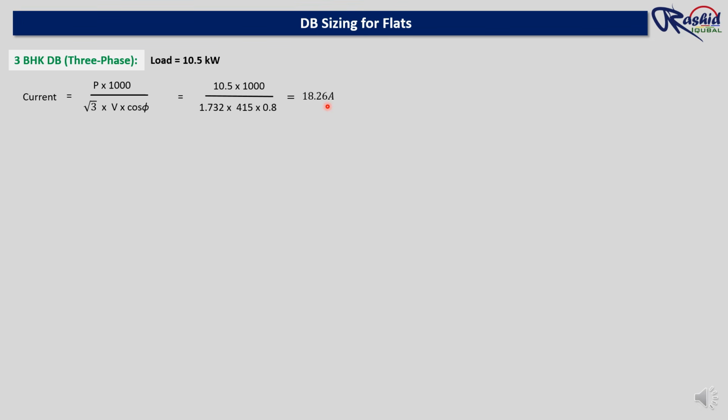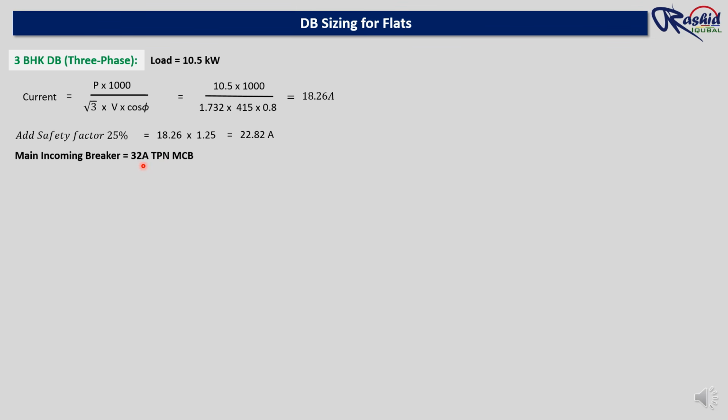Now we will add 25% safety factor. So after adding 25% of safety factor in the current, that is 18.26 ampere multiplied by 1.25 equals 22.82 ampere. A 22.82 ampere size of MCB is not available. So we will choose the next standard size of MCB which is available in the market, which is 32 ampere. And because we are using a 3-phase DB here, we will choose a 32 ampere TPN MCB. This is a 3-pole neutral MCB. So the main incoming breaker will be a 32 ampere TPN MCB.